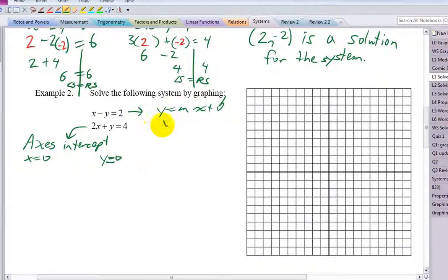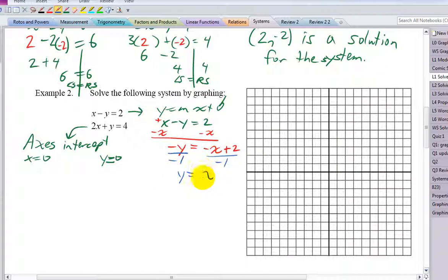Okay, so for this one, just have a look up here. I want to show all my work. This is a plus x, so we minus x, both sides. That leaves us with a negative y. This negative sign doesn't disappear, okay? And that equals negative x plus 2. How do we get rid of this negative sign? And what number is in between the negative sign and the y? It's a 1. So we have to divide by negative 1. And so we're going to get y equals positive x minus 2. Okay.